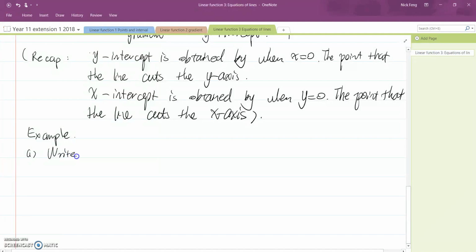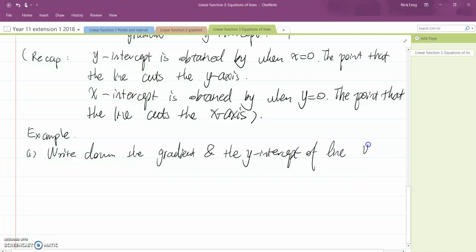Write down the gradient and the y-intercept of the line y equals 4x plus 5.